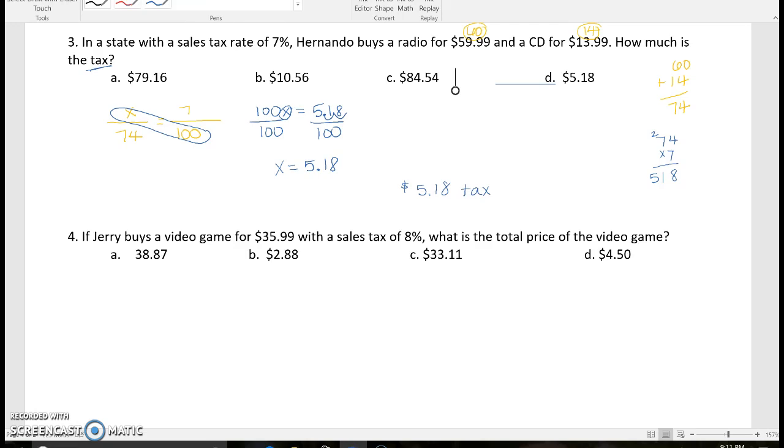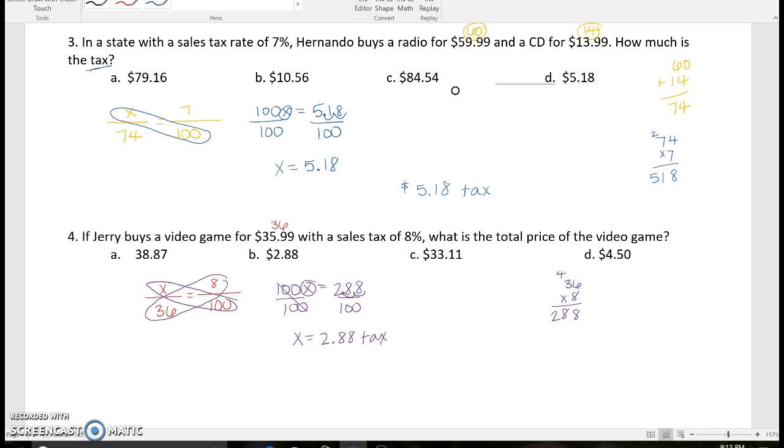So last problem here, it says if Jerry buys a video game for $35.99 with a sales tax of 8%, what is the total price of the video game? Okay, so again, I see $35.99 and this is multiple choice. So if it's that close, my numbers are pretty off with the answer choices. I'm going to round it up to 36. So I am going to set up a proportion. I know percent goes on top over 100, and I'm looking for tax, which is always a part, over 36. So do your cross product.